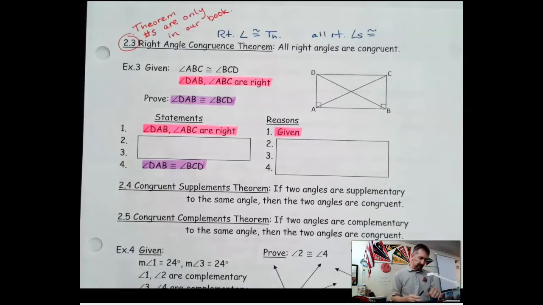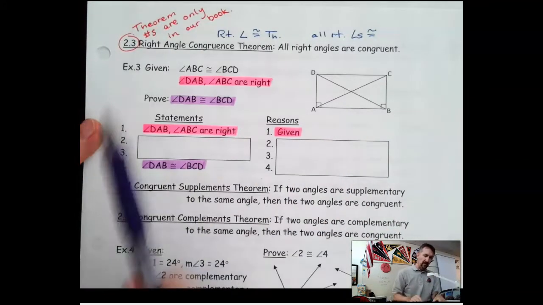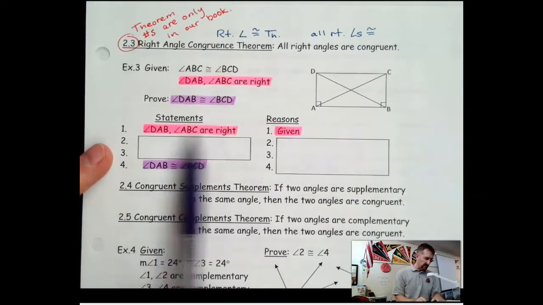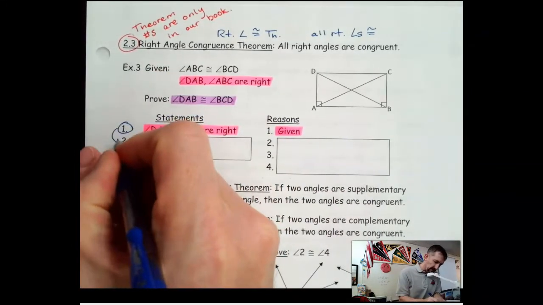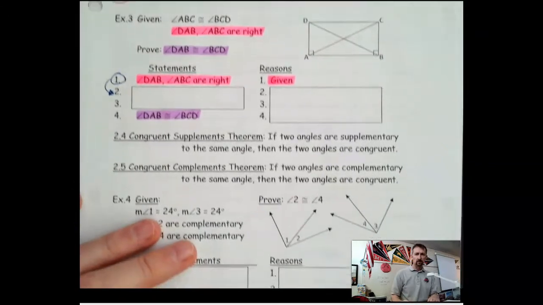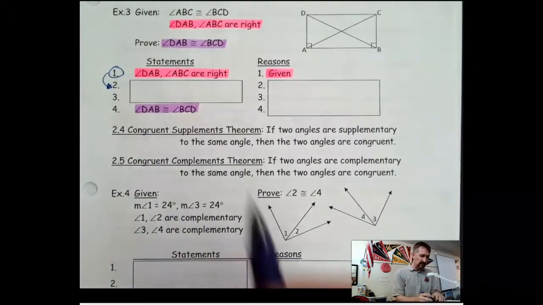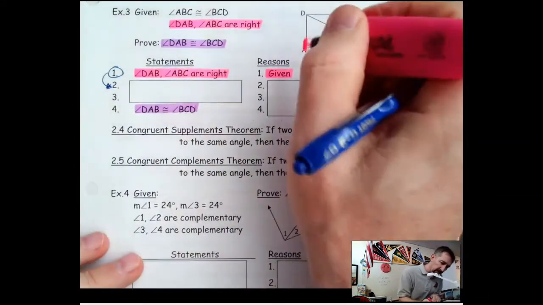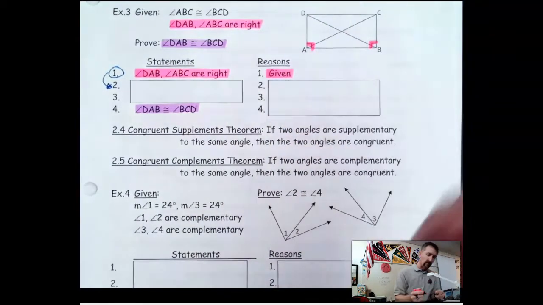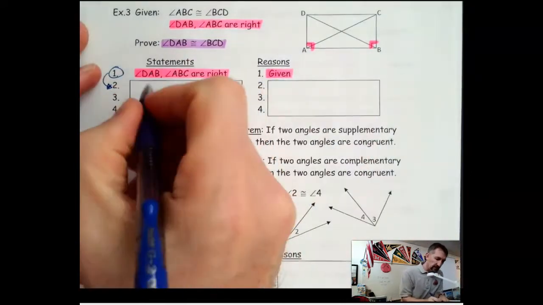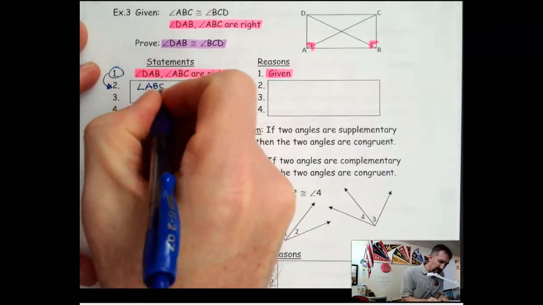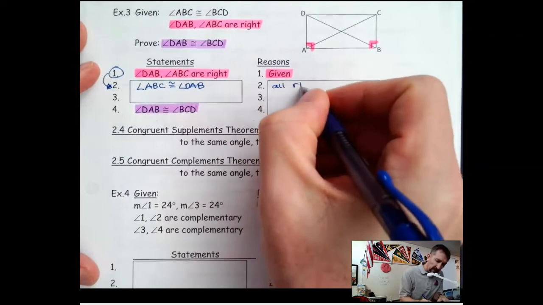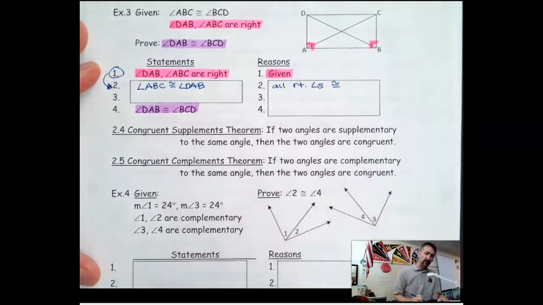Now, that is just memorized, how to start this thing off. Now, we want to take this, and does that tell us something? Does that give us another piece of information? Well, if DAB and ABC are right angles, then that means they are congruent to each other. So angle ABC is congruent to angle DAB because all right angles are congruent.